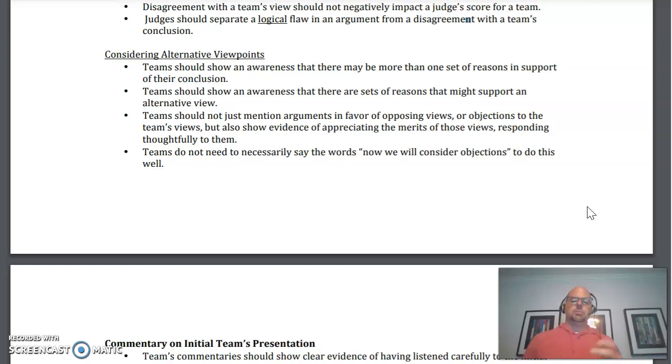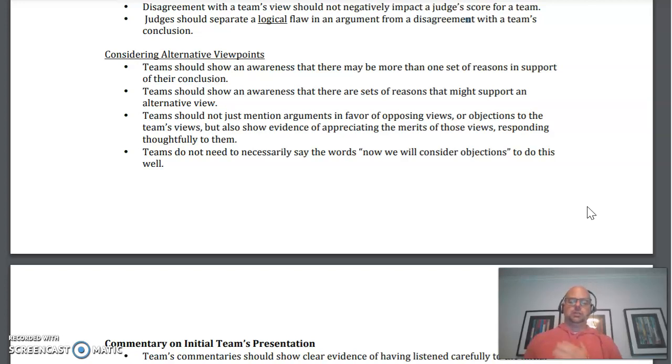Teams should not just mention arguments in favor of opposing views or objections to their views, but also show evidence of appreciating the merits of those views and responding thoughtfully to them. So one thing you might see sometimes is a team that will say, well, we understand there may be the following objections to our view, and they list them, but they don't discuss them, they don't explain why they think they can overcome them. That's not a real consideration of alternative views.